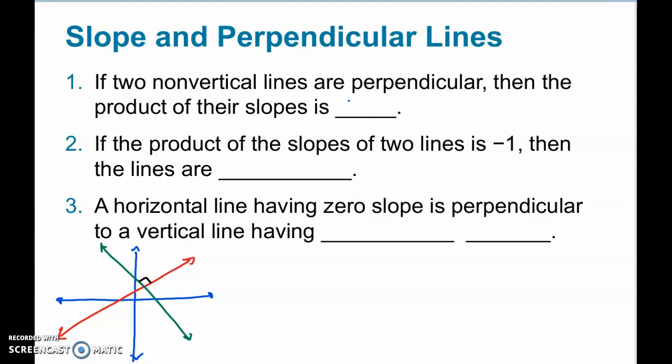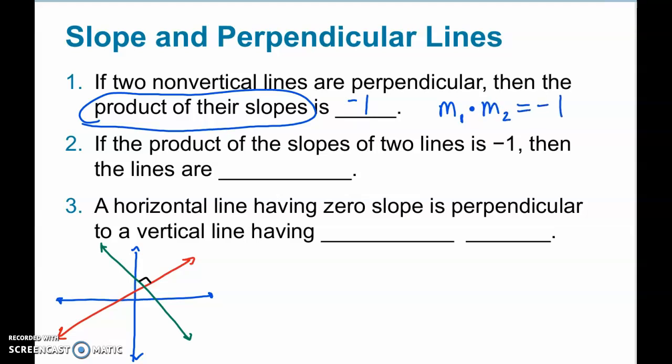But if you have non-vertical lines that are perpendicular, the product of their slopes is -1. So what does the word product mean? The word product means the end result of multiplication. So if you were to take the slope of line 1 and multiply it by the slope of line 2, you would end up with -1.